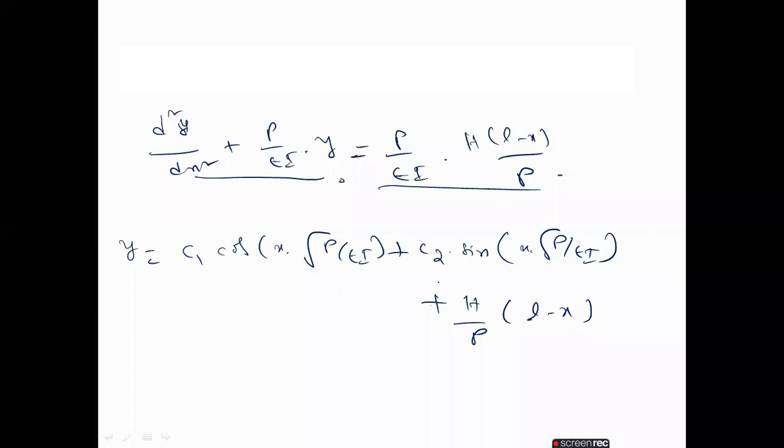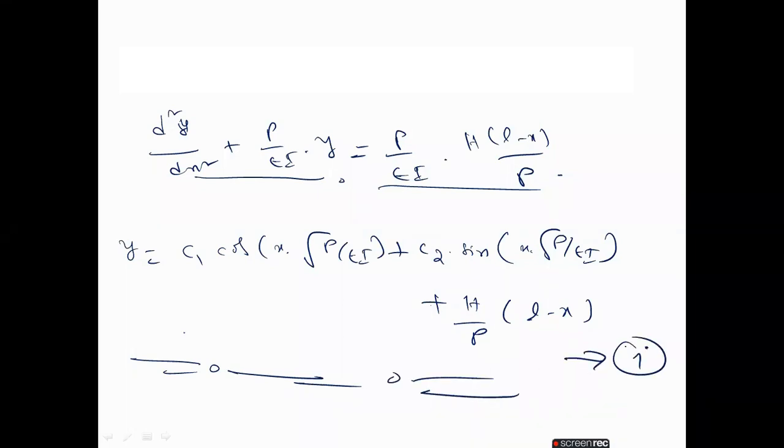Take alpha square equal to P by EI, then you will substitute there. You will get the solution like this. Let us denote this one as equation 1.